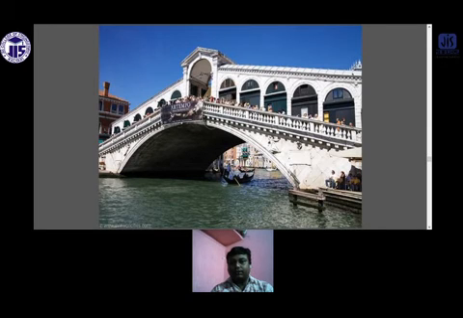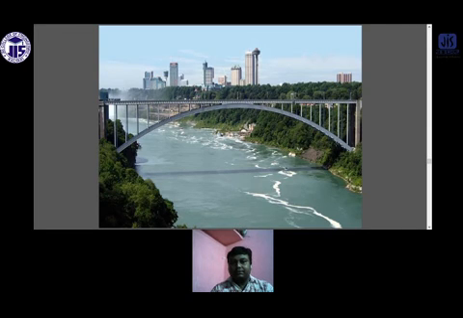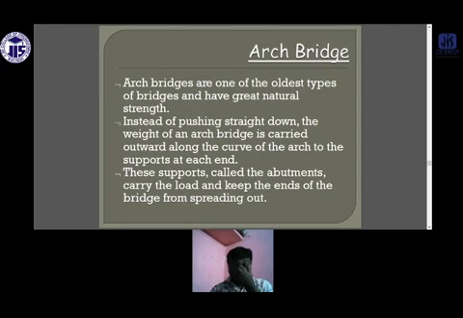This is the simplest of the arch bridges. This one is also an arch bridge. Arch bridges are one of the oldest types of bridges and have great natural strength. Instead of pushing straight down, the weight of the arch bridge is carried upward and outward along the curve of the arch, supported at each end. This support is called the abutment, carrying the load and keeping the ends of the bridge from spreading out.